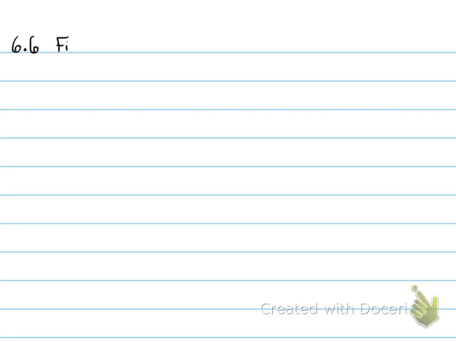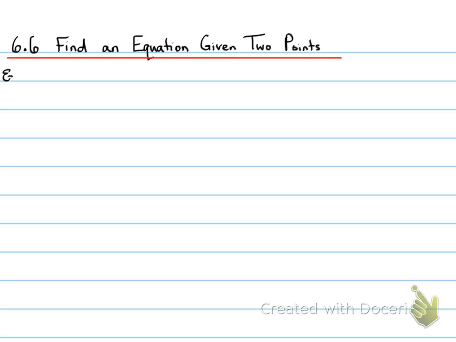All right, 6.6. Find the equation of a line given 2 points. So in this case, what you're given is 2 points and you need to find the equation. Well, folks, as we've discussed in other videos, you know that to find an equation, you need 2 things, whether it be 2 points, a slope and a point, or a y-intercept and another point. The idea here is that we're going to find an equation given just 2 points.